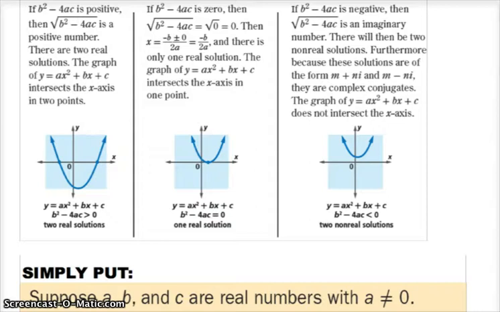Lastly, I could get a negative number, and that tells me that there are no real solutions. This tells me that the parabola crosses the x-axis in no locations. Now, if there are no real solutions, this does tell us that there are in fact two complex solutions. They will be conjugates of one another. So, again, if I get a negative number, that tells me there are no real solutions, but that there are two complex solutions.